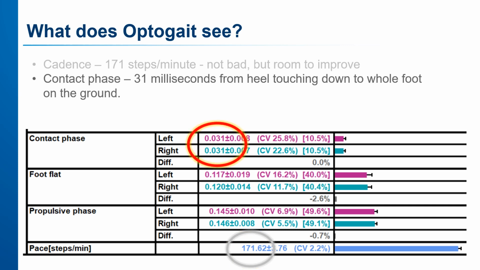And then I'll look at contact phase, which in Optogait speak is how long it takes from when her heel first touches down until her whole foot is flat on the ground. I'm less worried about asymmetry here, and I'm more worried about the hard and fast numbers, because if I'm decreasing her overstriding, we should see that the contact phase numbers actually get a little faster.